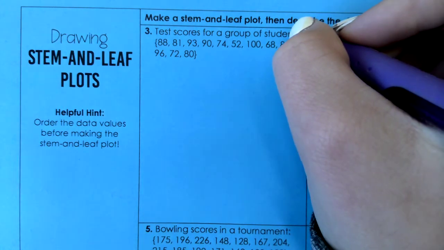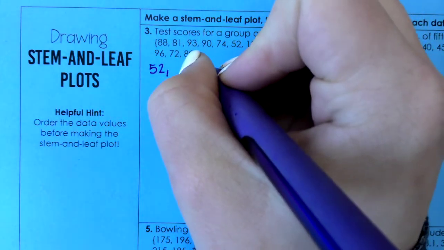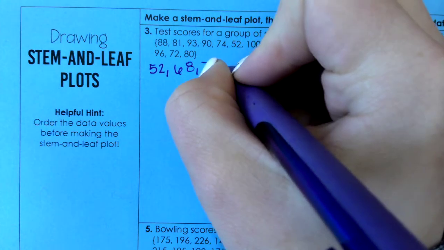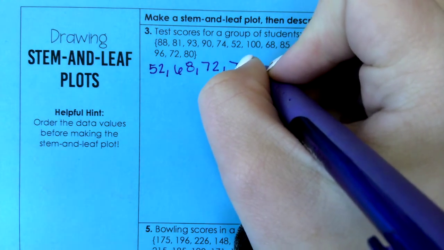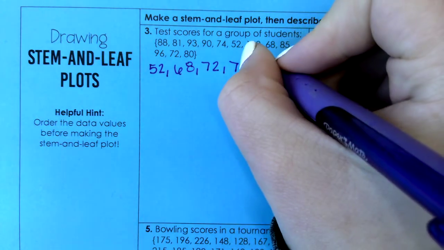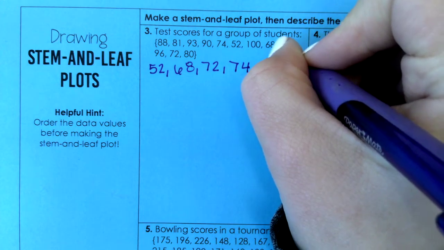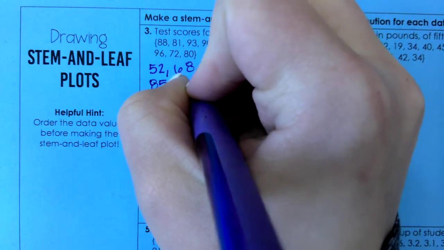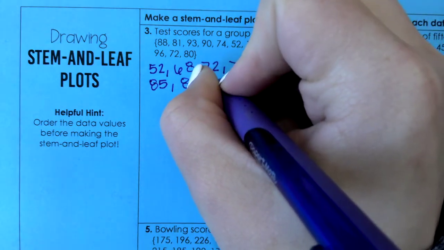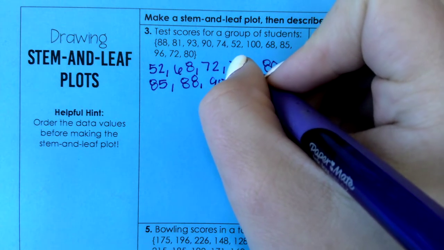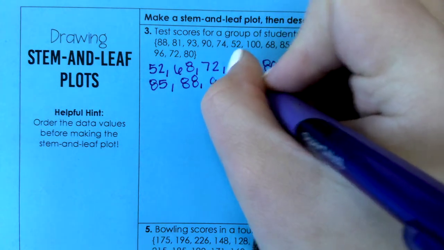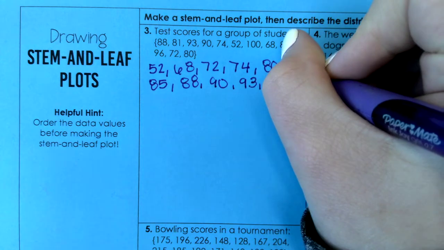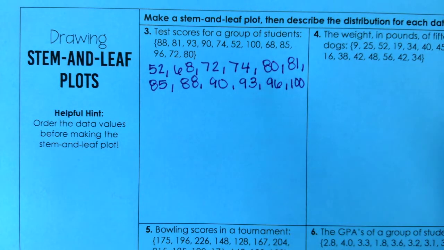So my smallest number here is 52. Then comes 68, 72, 74, 80, 81, 85, 88, 90, 93, 96, and 100. Make sure we're writing our notes down and not messing around.